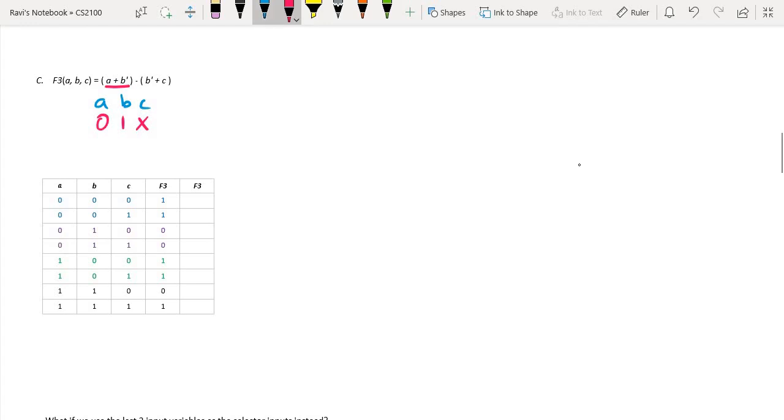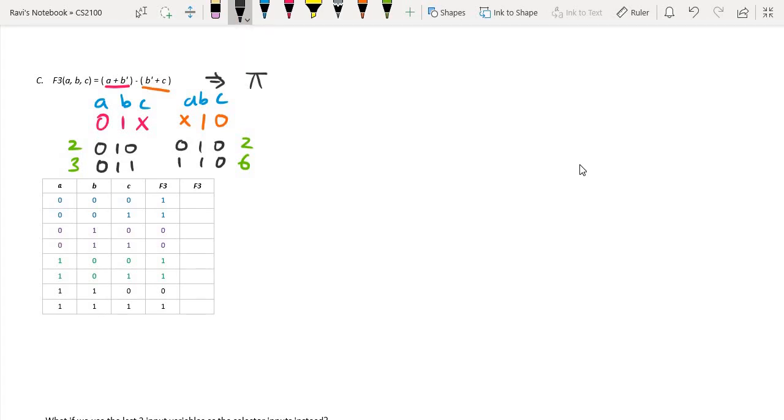Okay, similarly over here for this A, B, C expression, we can say that B is again 1 and C is 0 and A is X. Okay, so what's the next step? Basically, we replace X with the possible combinations. So we have 0, 1, 0 and 0, 1, 1. And here is 0, 1, 0 and 1, 1, 0. Okay, so the combinations here are 2, 3, here's also another 2, and here is 6. Okay, so basically, this is actually equivalent to writing it as a max term expression of 2, 3, and 6.